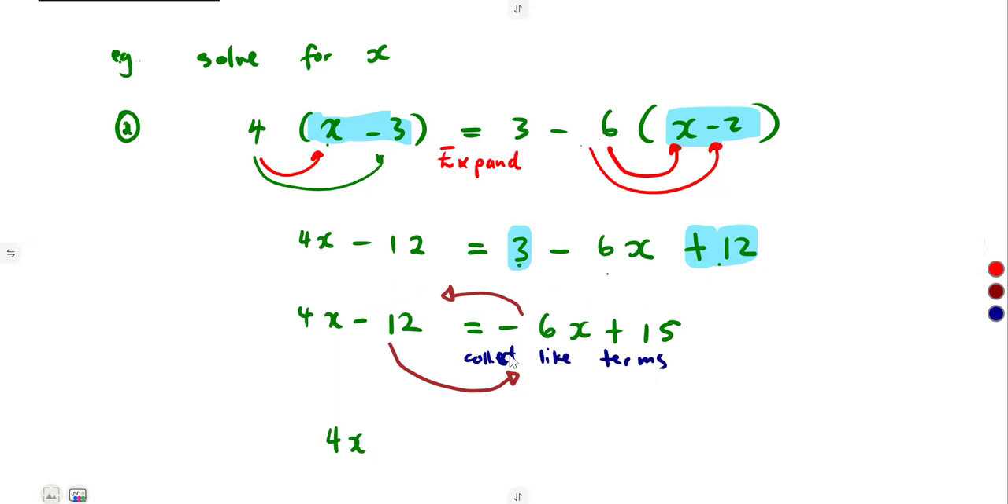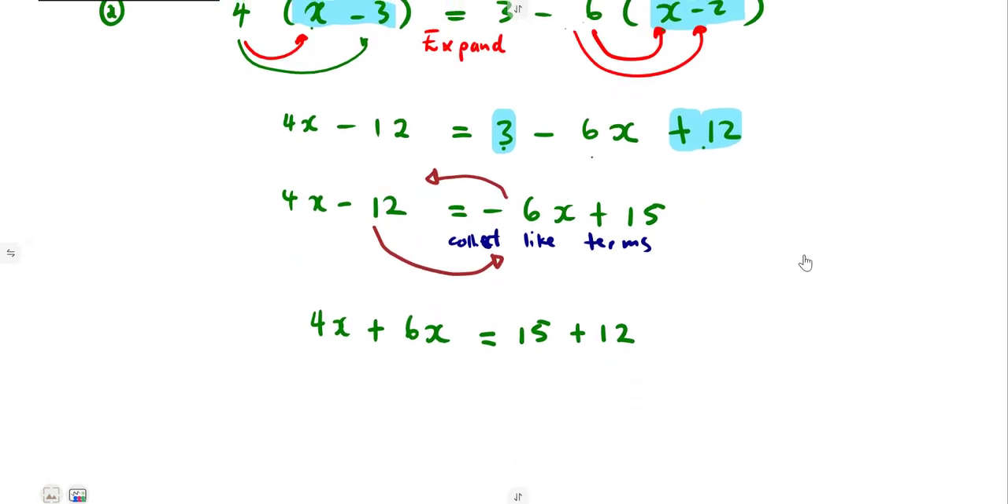So 4x minus 6x, remember, changes the sign to a positive. So it's now positive 6x. And thus equal to what? The 15 as it is. Then we take the minus 12 to the right-hand side. The moment it crosses the equal sign, it changes the sign to a positive. It was a negative, so now it's a positive.